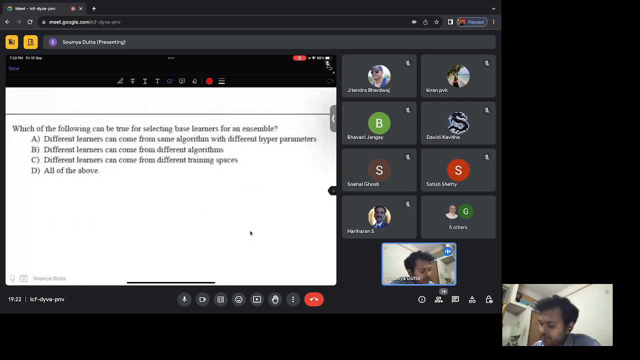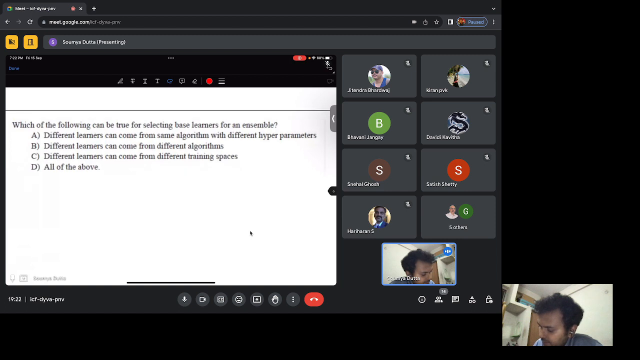Which of the following can be true for selecting base learners for an ensemble? Different learners can come from the same algorithm with different hyperparameters. This is true. Different learners can come from different algorithms. That is also true. Different learners can come from different training spaces. That is also true. So all of the above is the correct answer.